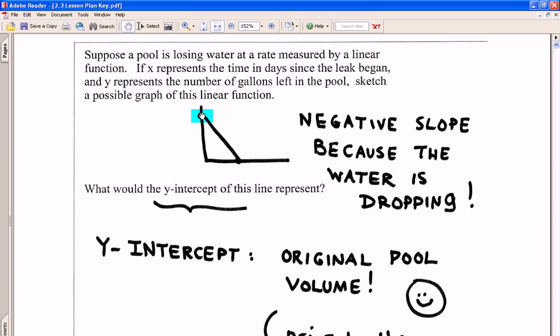Now let me make one other comment. If the pool wasn't leaking, watch what I'm doing with my cursor. If the pool wasn't leaking, the water level would have remained constant. Yes? And you would have had a constant function. Okay, it should not be leaking. It would have remained constant. However, because of the leak, negative slope and the y-intercept represents the original number of gallons of water in the pool.